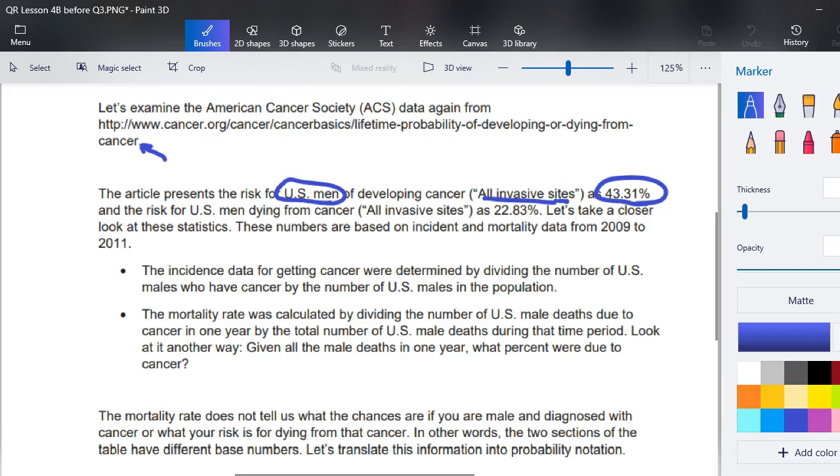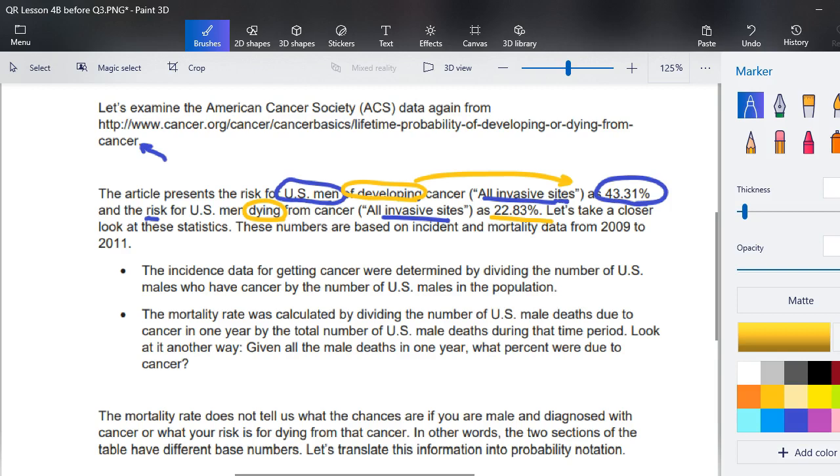And the risk of U.S. men dying from cancer as this. And I want to point out, I'm going to change colors, different color. This is the risk of men developing cancer, right here. And this is the risk of men dying from cancer. And it's all invasive sites, and we'll break it up into certain cancers. But right now, this is all.